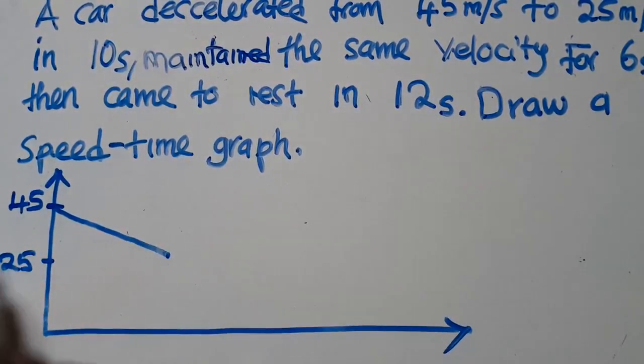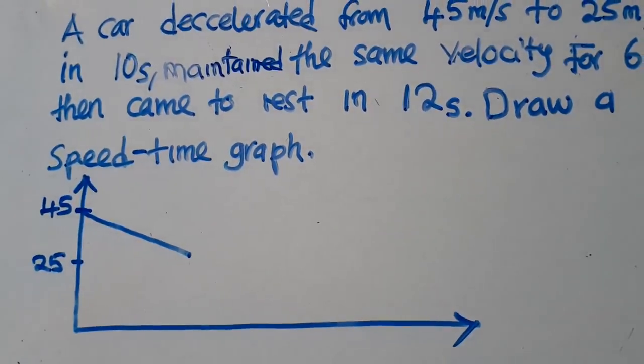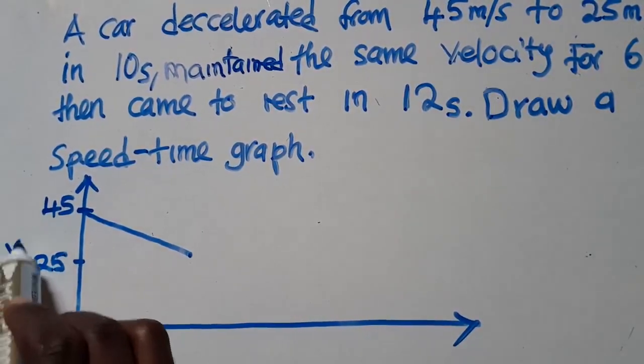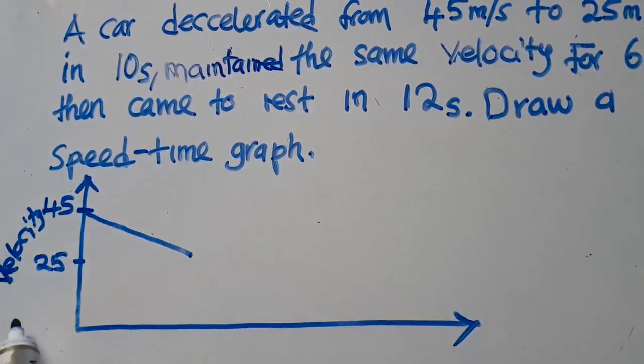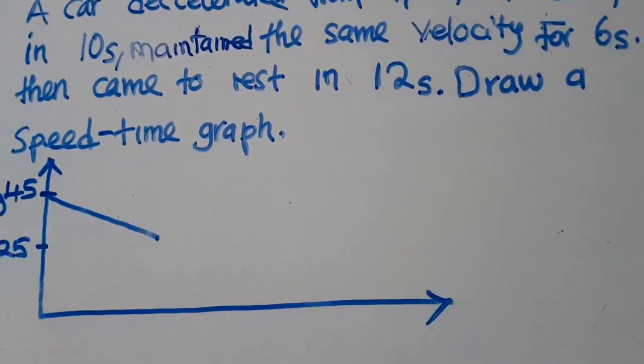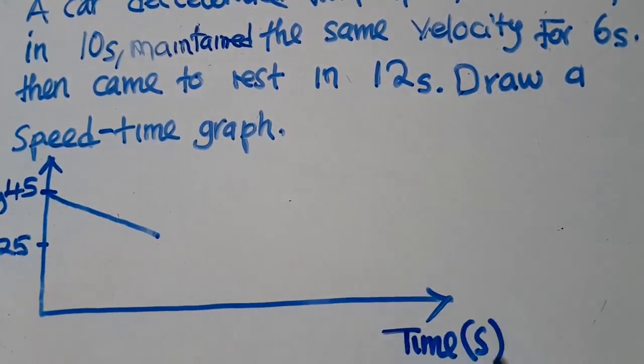Here we've got velocity, so you need to indicate properly that here you have velocity, which is in meters per second. Then on this other side, you've got time. You write time just like that.